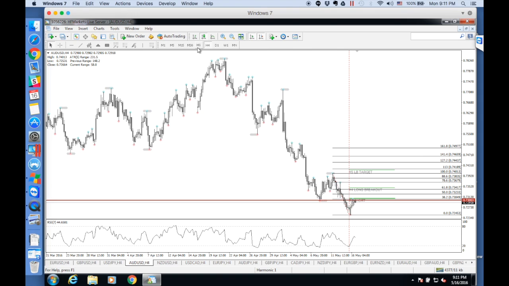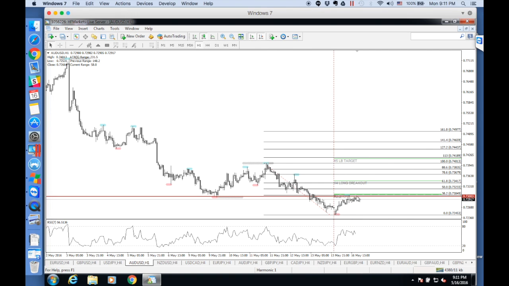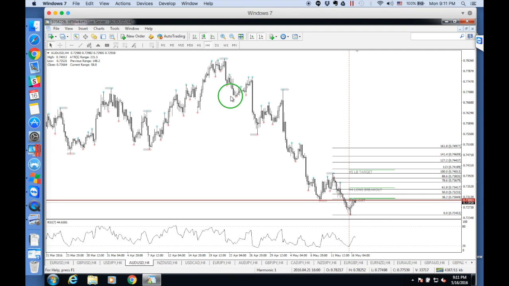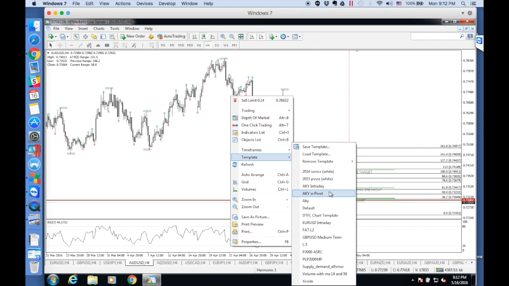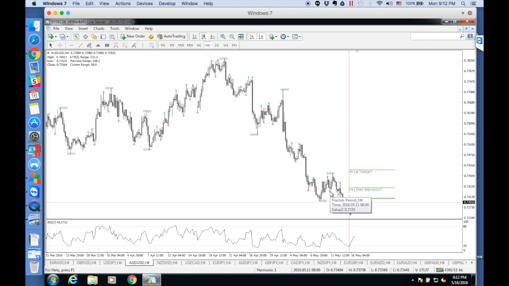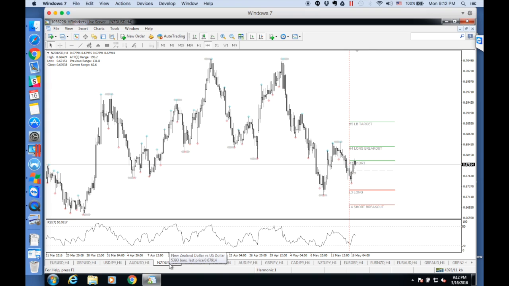Now it's currently rejecting this level. But because my plan says that I'm not going to take trade 2, I'm not going to take this trade. So what I'm going to do is just continue to monitor whether something is going to happen. Then of course you look at the next chart and the next chart.